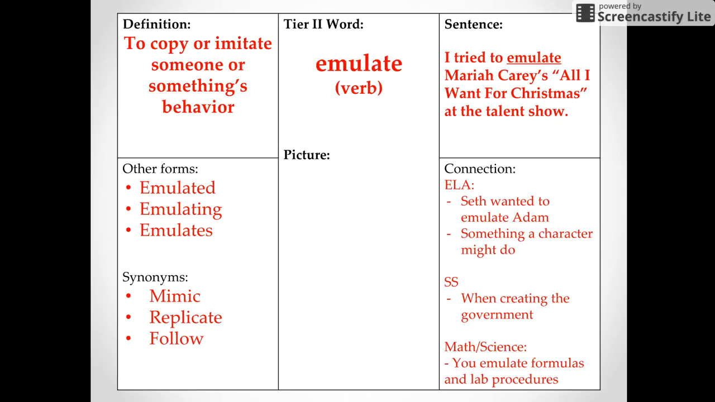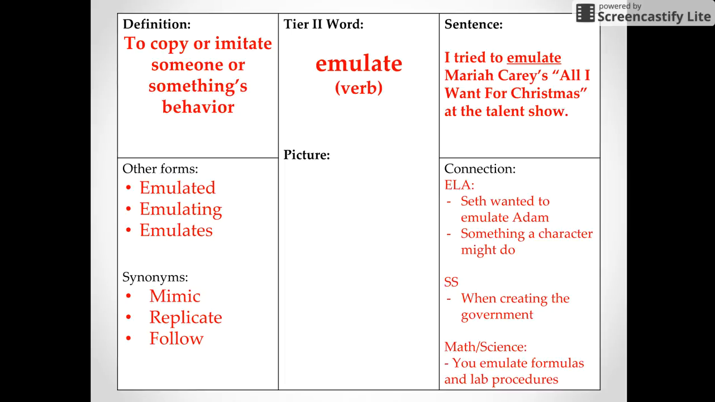In English class, you're going to have a lot of characters that try to do other things or copy somebody. Seth from On the Bridge tries to emulate Adam. If I think back to The Outsiders, Ponyboy tries to emulate Two-Bit toward the end when he breaks the pop bottle and says, try it, bud, or whatever. And so he's trying to emulate somebody he's not.